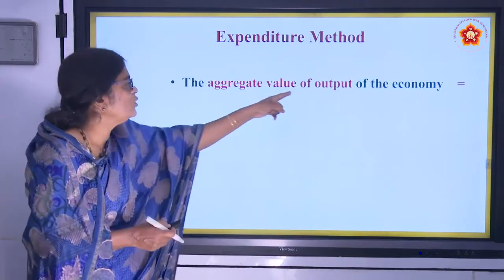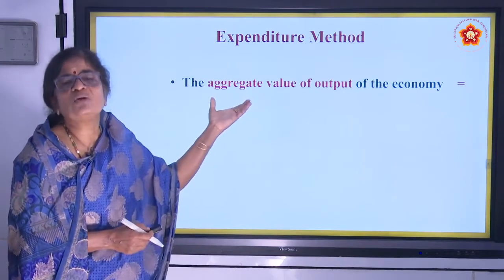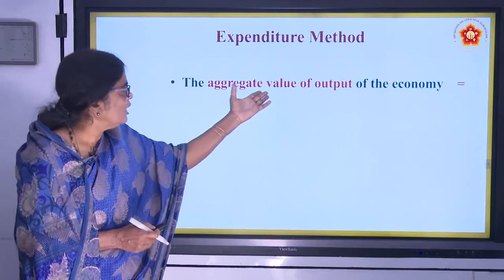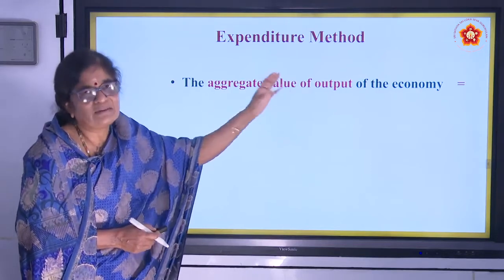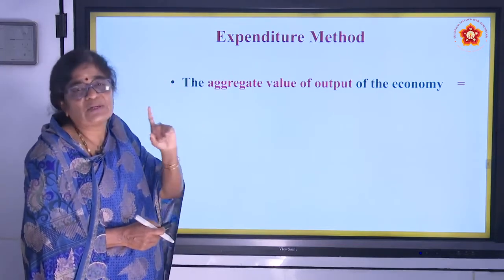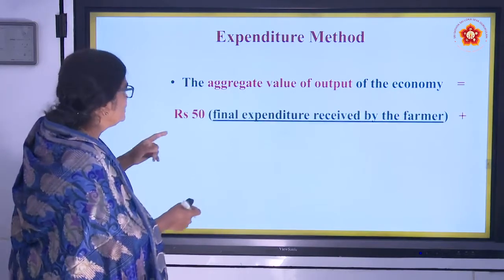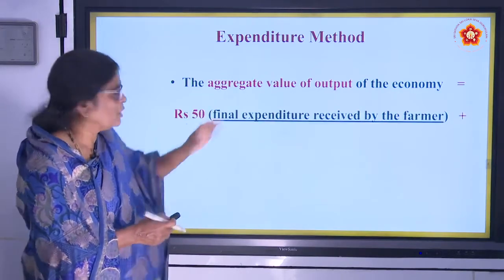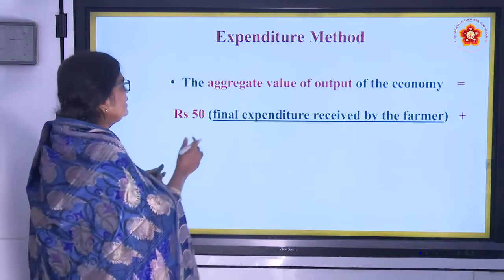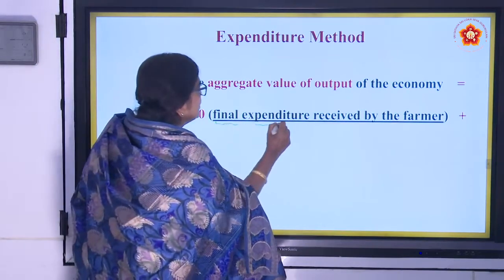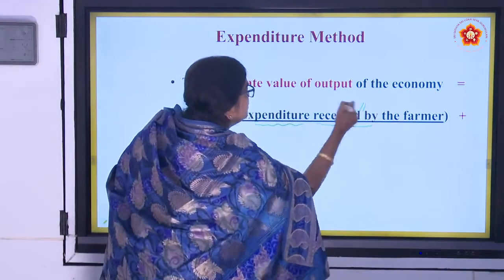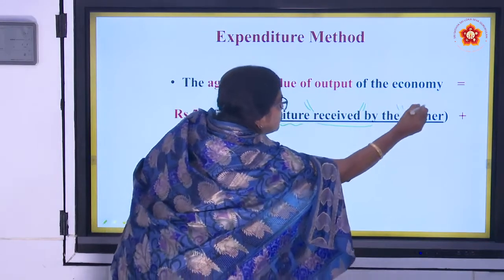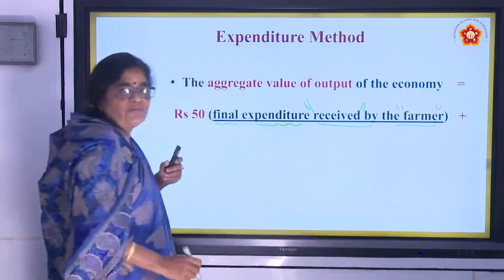The aggregate value of output of the economy is called GDP. The aggregate value of output of the economy, which we consider for a year, is how much in this simple economy? Rupees 50. This is the final expenditure received, which is very important. Received by whom? The farmer.